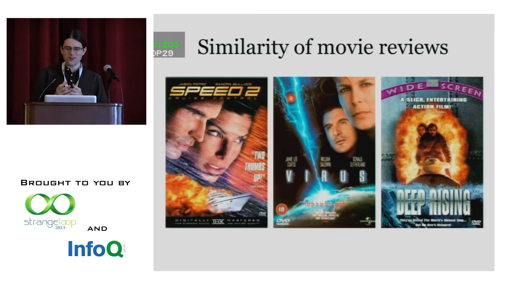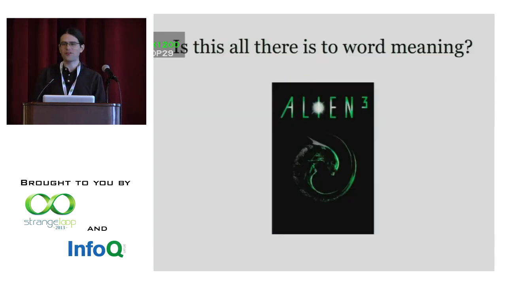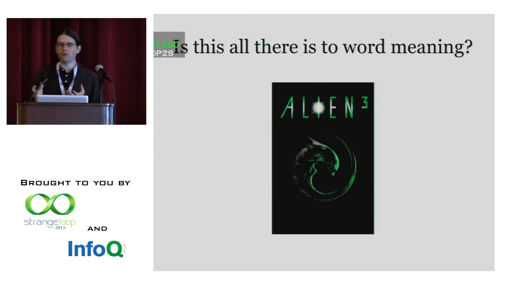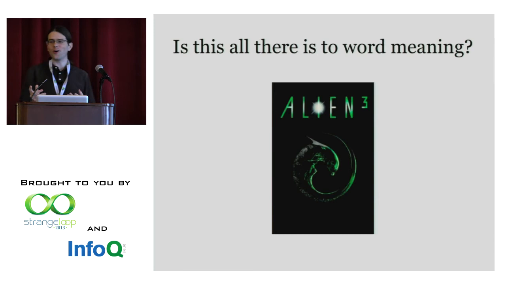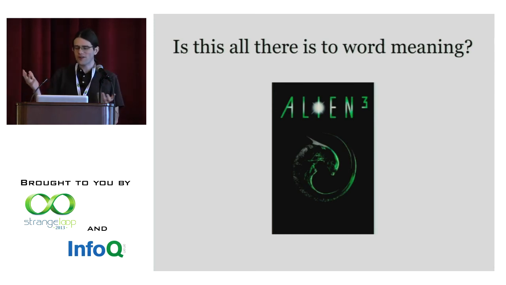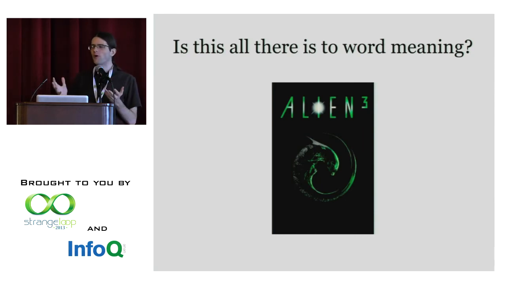So the question is, is this all there is to word meaning? Because we can ask this representation we built, what does the word alien mean? And mostly what it knows is that the word alien is something that appears near the number 3, and that it possibly has something to do with Sigourney Weaver. It doesn't know, for example, that an alien is a being from another planet. That's because nobody stops in the middle of their review to explain that, because you already know it.